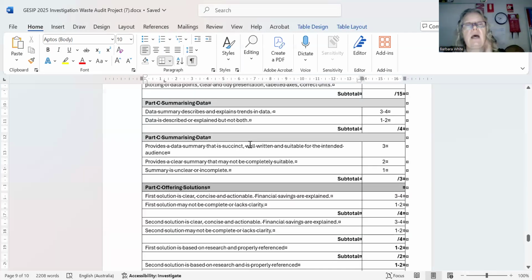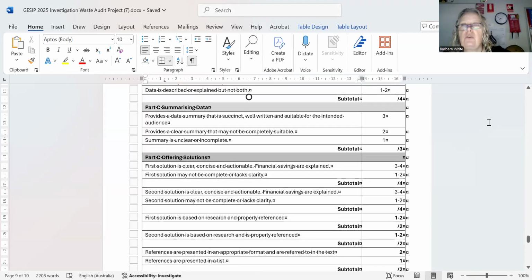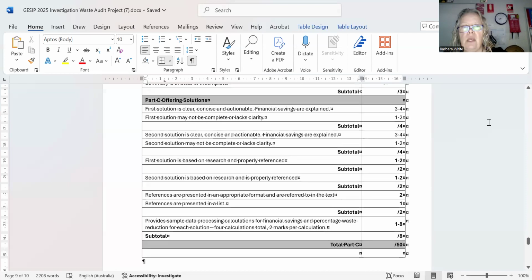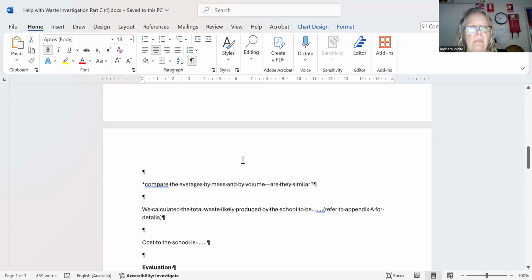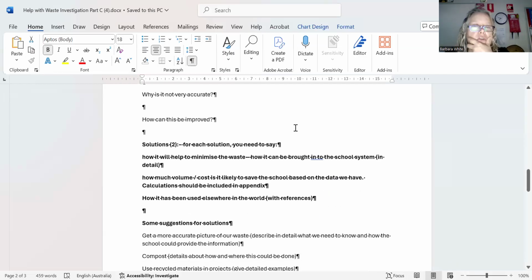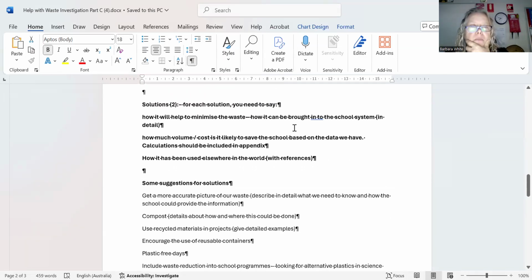Here it is. So summarizing data is telling me what you found. Okay. And then you've got to write some solutions and some suggested solutions. Let me find those in the help document. Solutions. You need 2 of them. So you need to say how it's going to help cut down on waste.